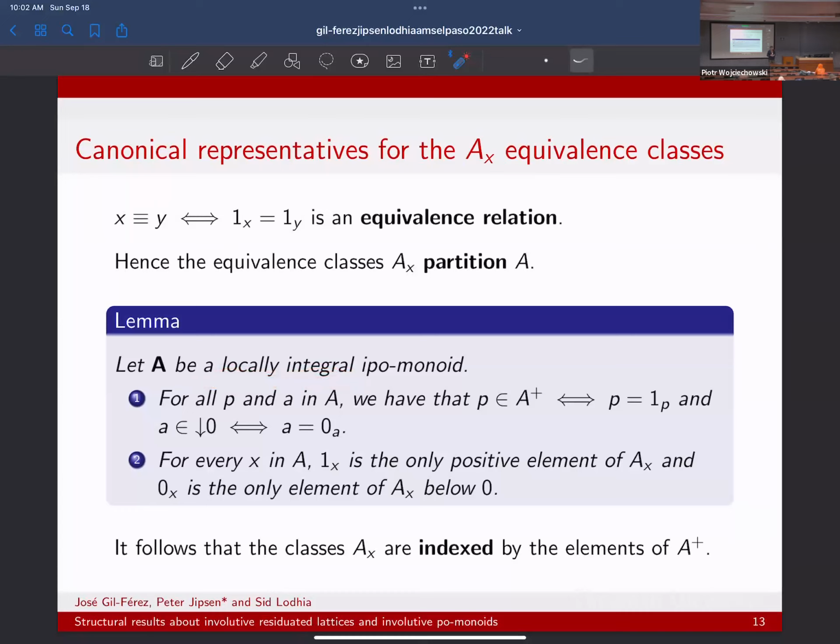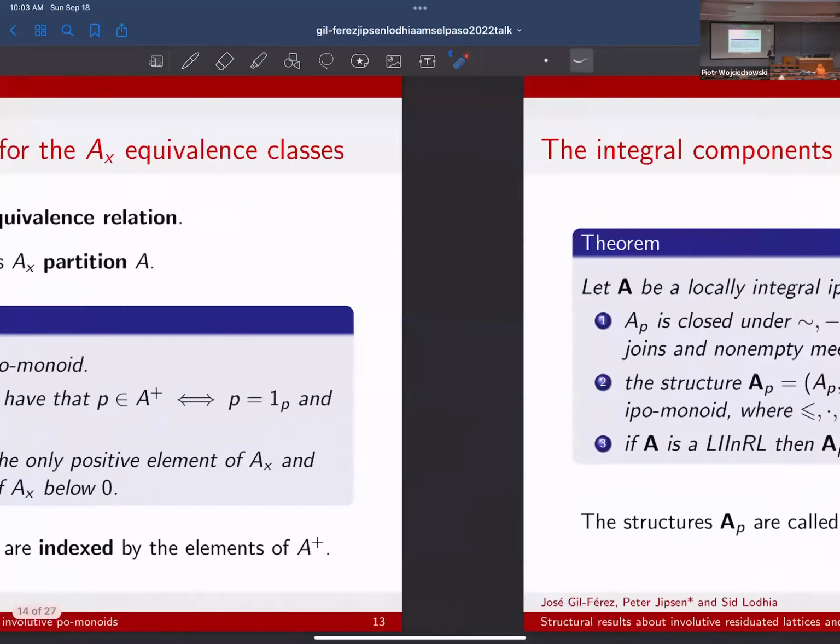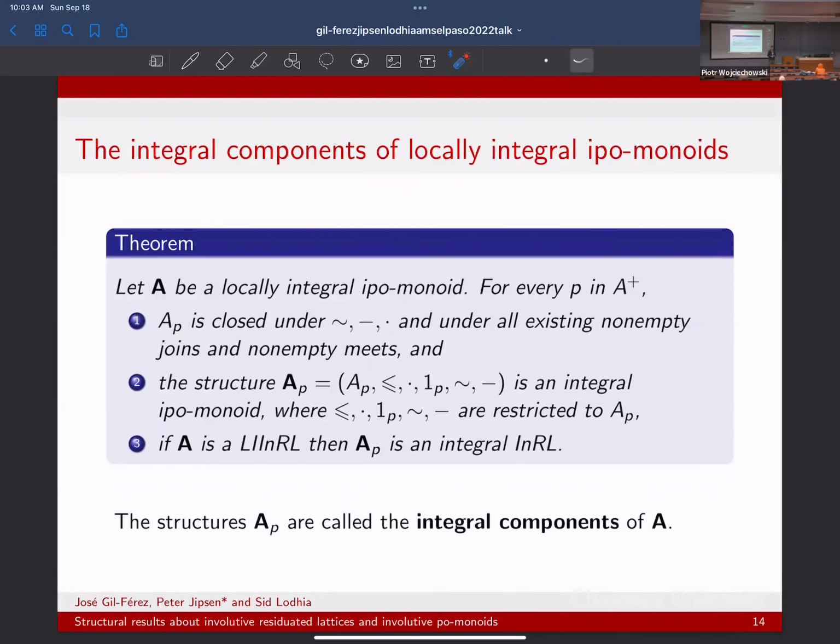For every x in A, 1x is the only positive element of A sub x. So that gives us a canonical representative for the equivalence class. And from now on, we will use that. And it shows us that the equivalence classes are indexed by the positive cone. So that's nice. And that happens as soon as you have the axioms of local integrality.